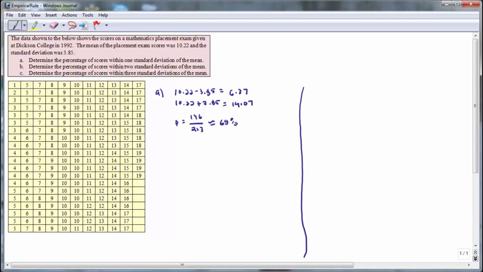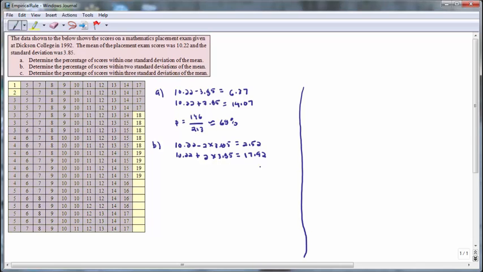In Part B, I'm going to repeat this process, except I'm going to find the percentage of scores within two standard deviations of the mean. So I'm going to take 10.22 and subtract 2 times 3.85, and this is 2.52. And then take 10.22 plus 2 times 3.85, and this gives me 17.92. So this means that I'm looking for all the scores that are between 2.52 and 17.92.